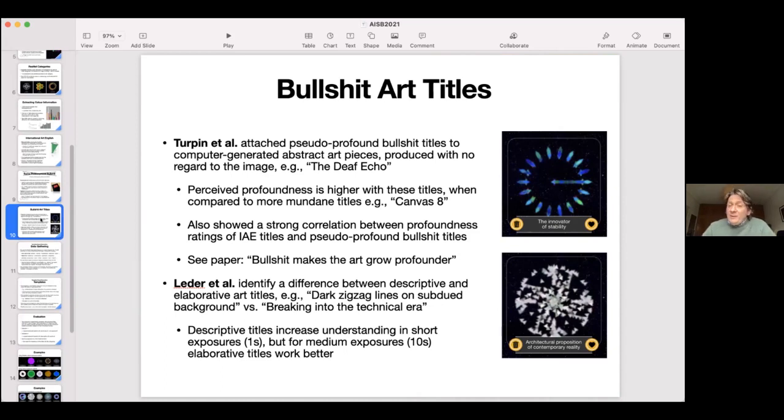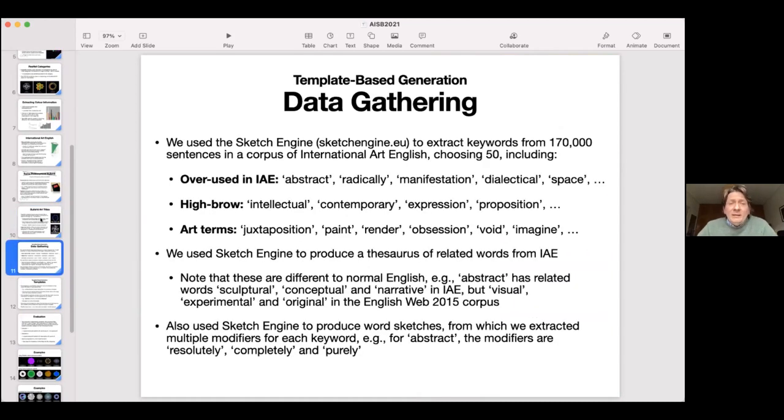So that was the background from where I came to adding my bullshit captionings for these images. And I use the same thing that Rule and Levine use, which is Sketch Engine. It's a fantastic EU project at sketchengine.eu, and I use it to extract 50 keywords from 170,000 sentences in a corpus of International Art English. It's a really nice resource.